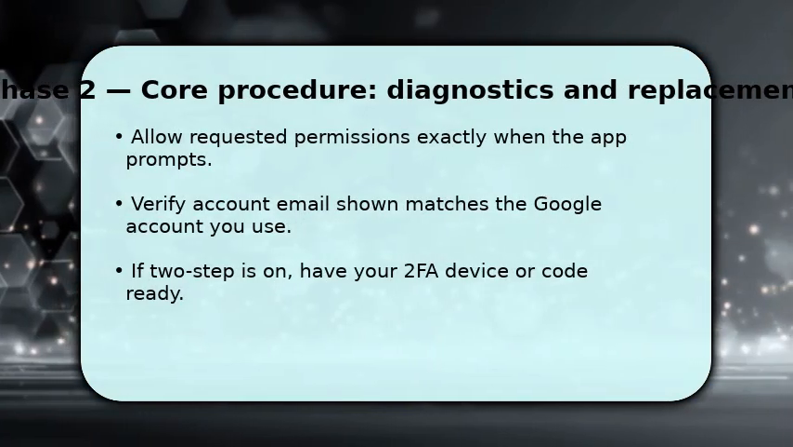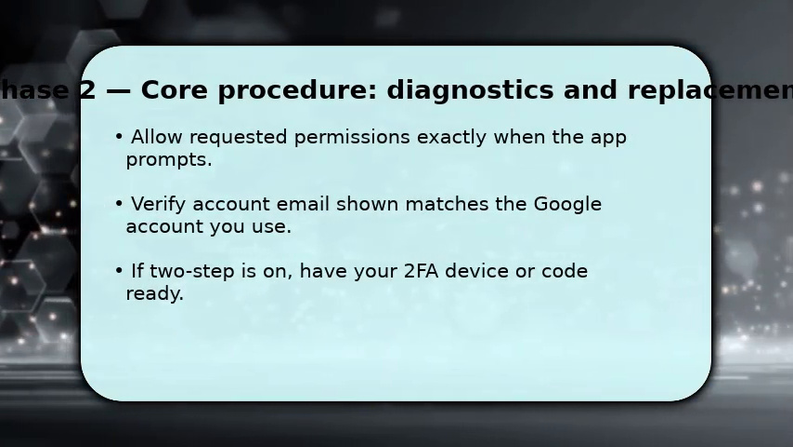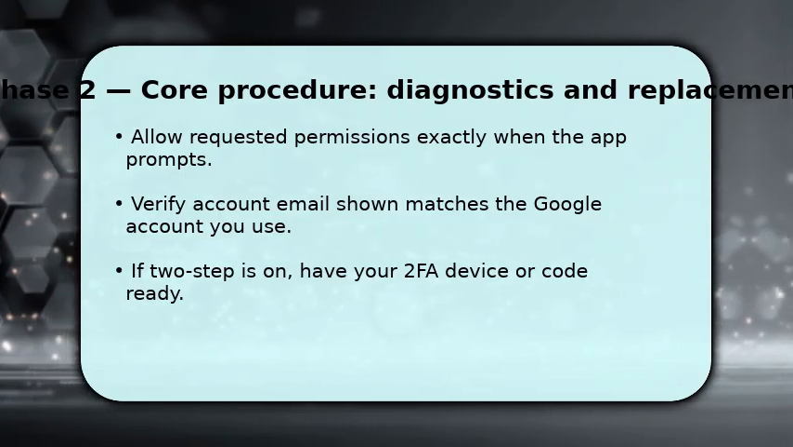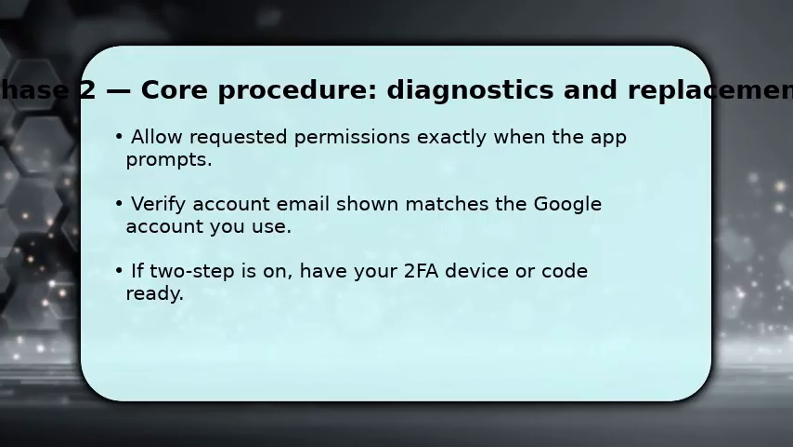Now you handle the middle steps. Grant the app permissions when prompted. These allow cloud save and purchases. You must verify the email displayed. If it differs, cancel and pick the intended Google account.